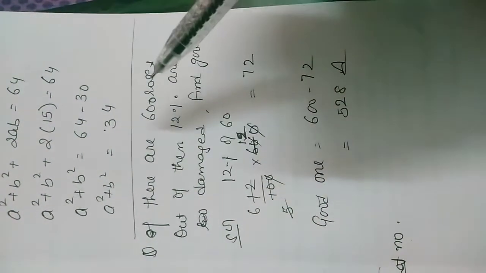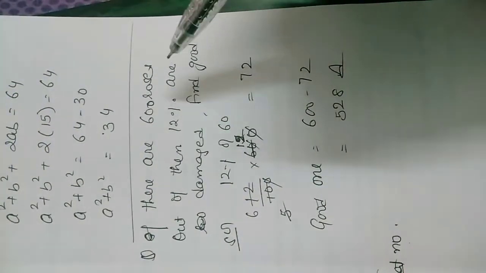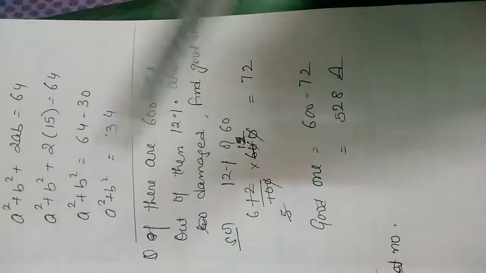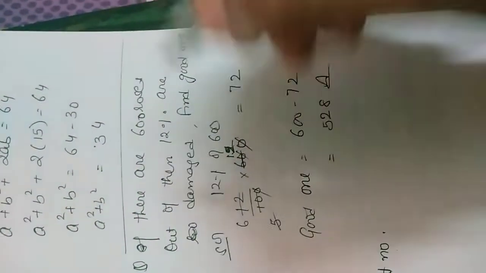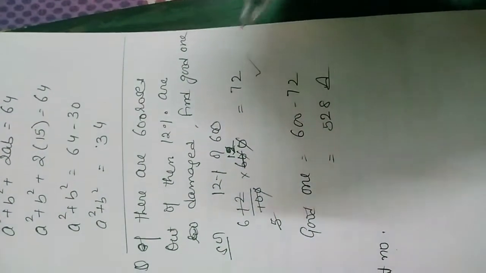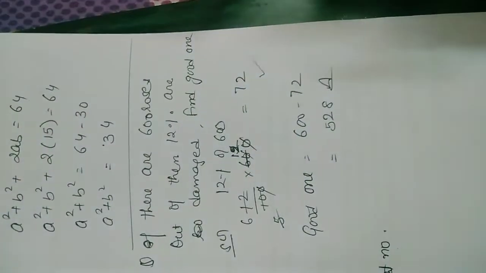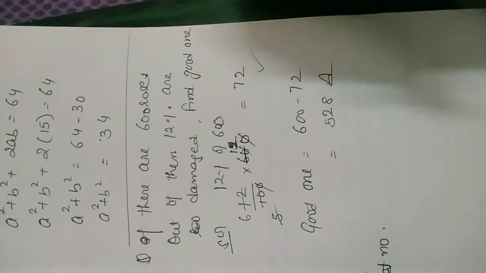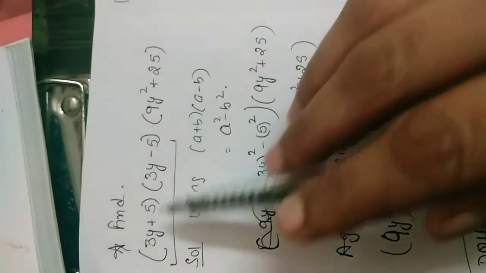If there are 600 roses, out of them 12% are damaged, find the good ones. So first of all you have to find the 12% of 600. So this much is damaged and the remaining are good ones. How will we get the remaining? By doing subtraction.